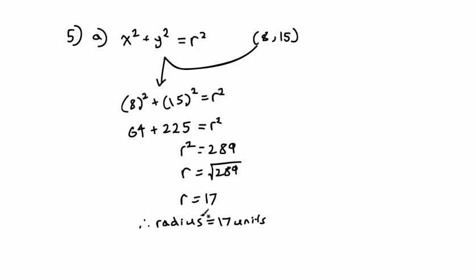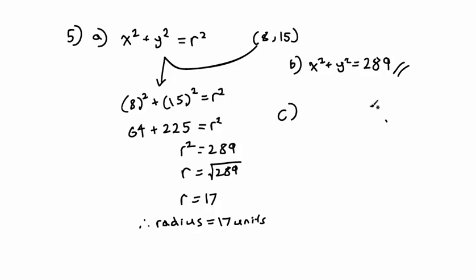Okay, so now we need to write an equation for this circle. So on B, we have r equals 17, and this is the general form: x squared plus y squared equals r squared. But r squared right here is 289, which means the equation of the circle is x squared plus y squared equals 289. And finally for C, we have to graph the circle.